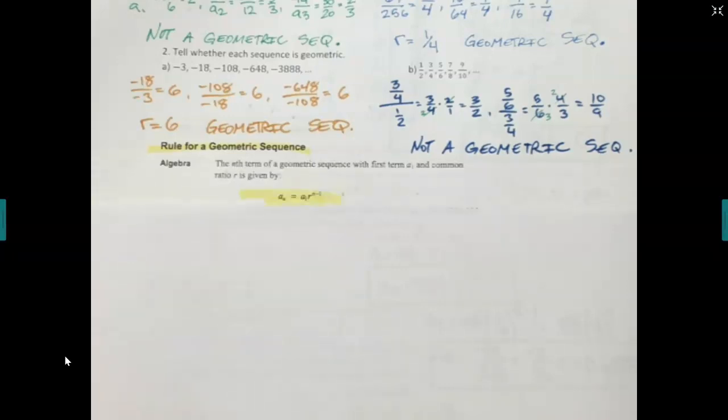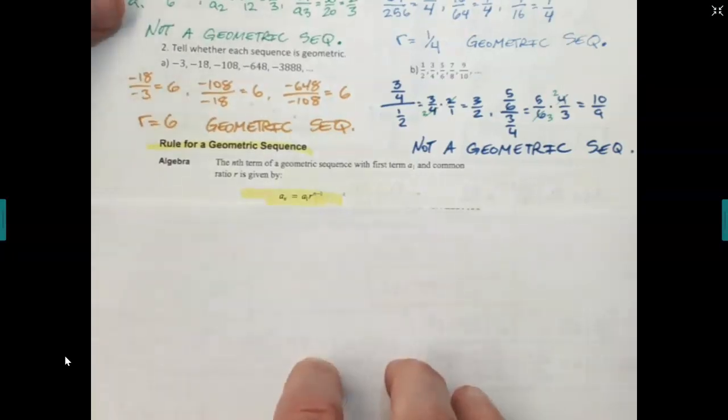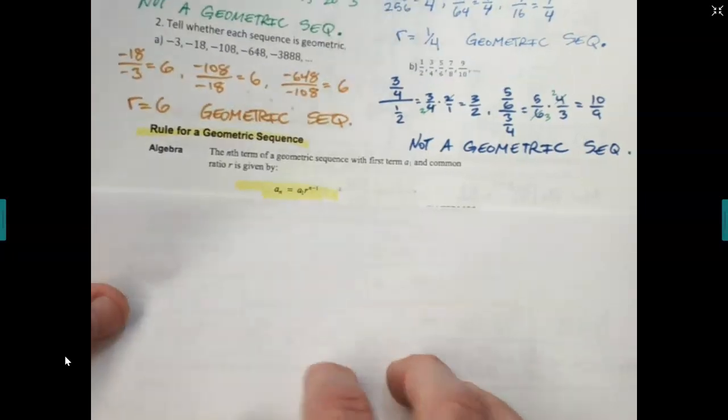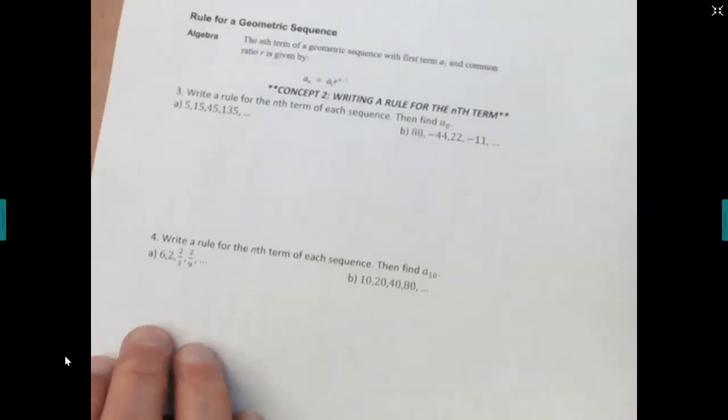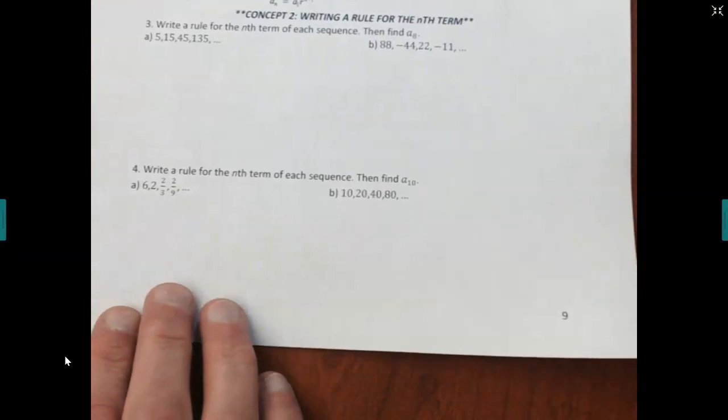Rules for geometric sequence. a sub n equals a sub 1 times r to the n minus 1 power. A sub 1 is my very first term. r is my common ratio. Those are two things that you need. And you plug them on in and you get your geometric sequence rule. Let's do it. So, concept number 2.